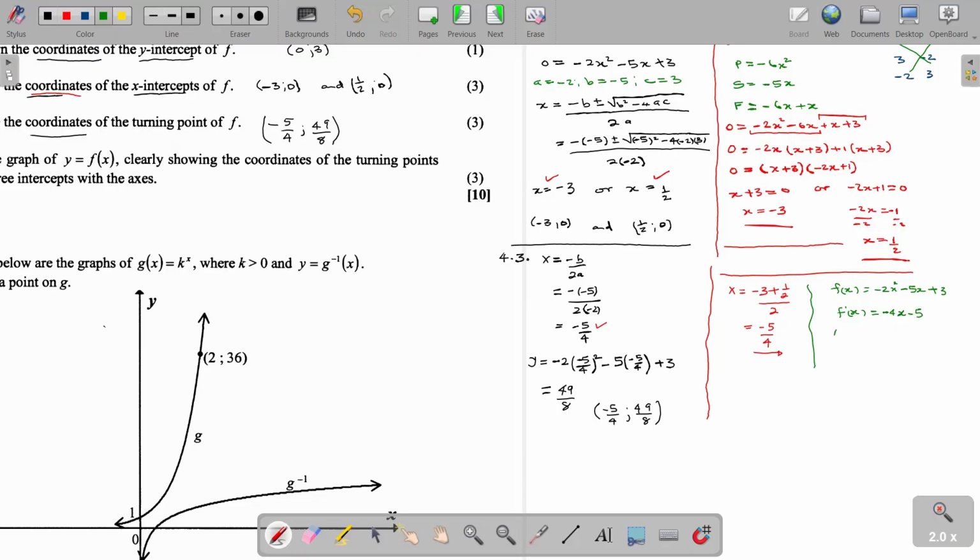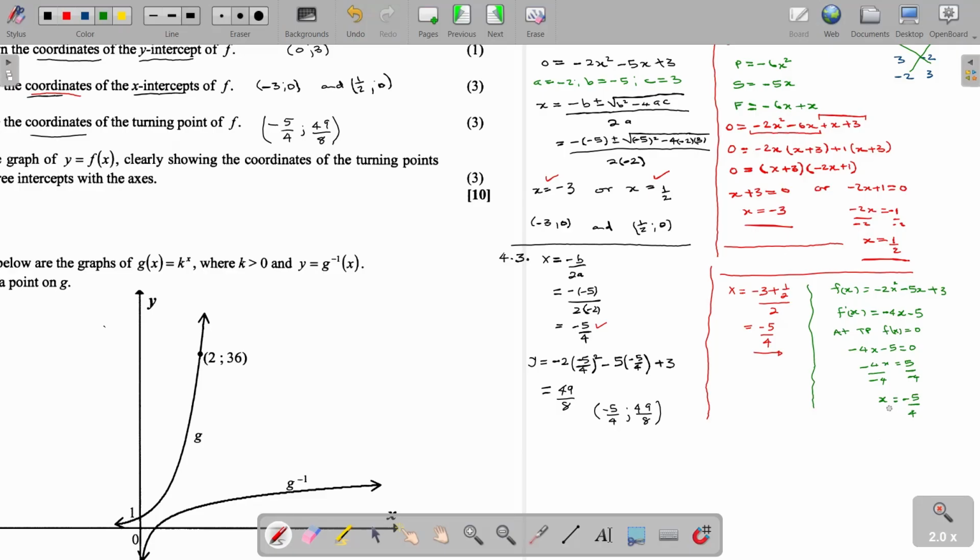But we have to know that at turning point, the first derivative is equal to 0. So equating minus 4x minus 5 to 0, it means our negative 4x will be equal to positive 5. When we divide both sides by a negative 4, conclusively, our x will be equal to negative 5/4.